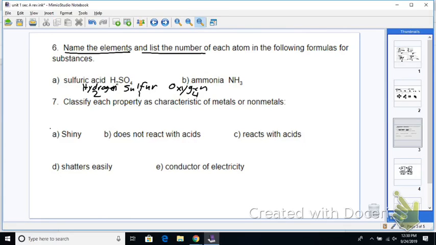So whatever's behind it tells you how many you have. That subscript of 2 tells you have 2 hydrogens. There's nothing behind the sulfur, so that means you have 1 of it. And then there's 4 behind oxygen, which means you got 4 of them. So it's just looking at subscripts. Next one, ammonia. Hydrogen and nitrogen. So you have 3 hydrogens and 1 nitrogen.